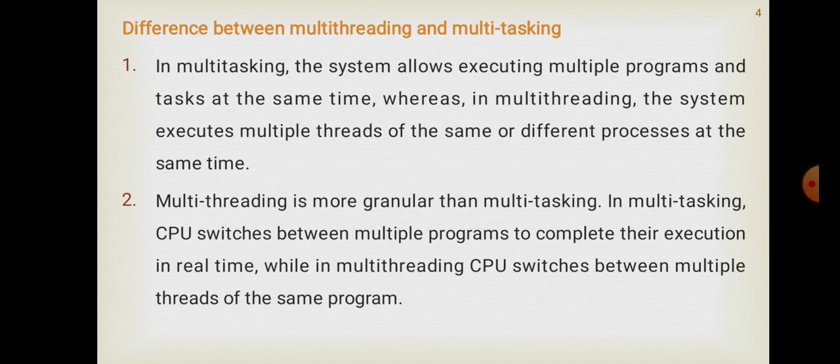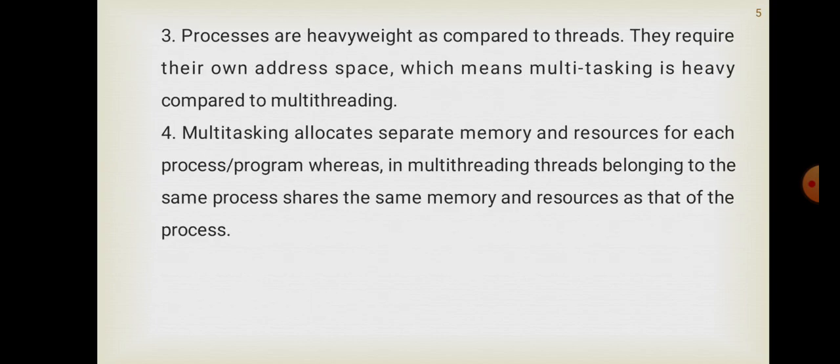Multi-threading is more granular than multitasking. In multitasking, the CPU switches between multiple programs to complete their execution in real time, while in multi-threading, the CPU switches between multiple threads of the same program. The next important point is that processes are heavyweight compared to threads, and we know that a thread is a lightweight process, whereas processes require their own address space, which means multitasking is heavy compared to multi-threading.